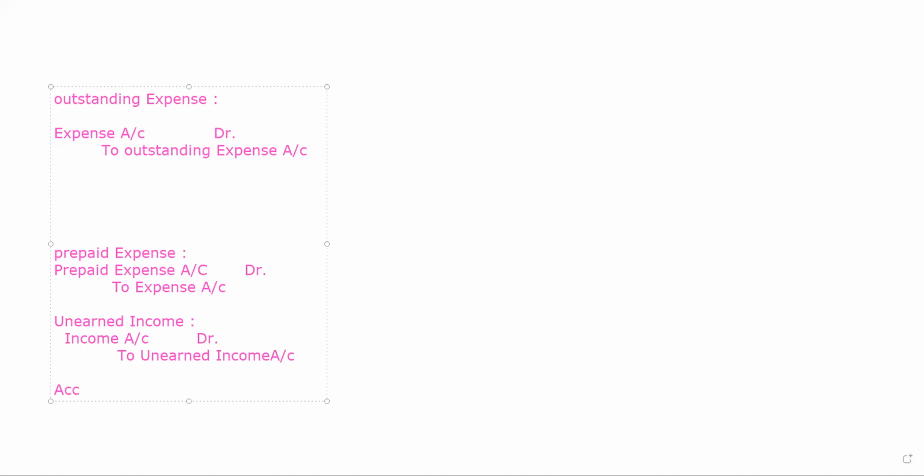Accrued income. Accrued income is an asset for the business. So accrued income account debit to income account.